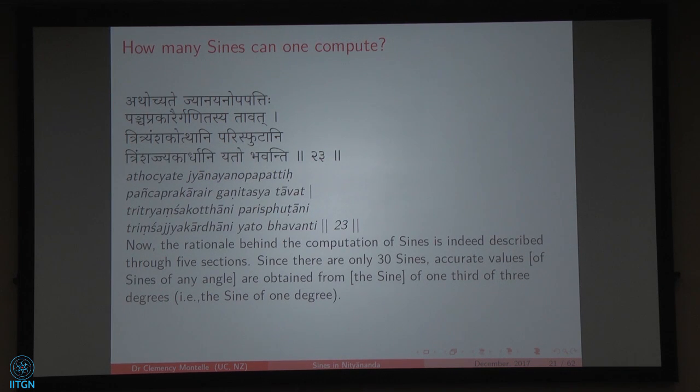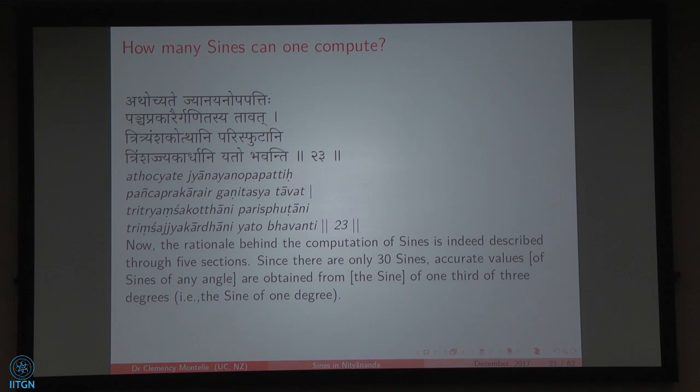So how many sines can one compute? Nityananda then goes on and says, the rationale behind the computation of sines is described in 5 sections. He says, since there are only 30 sines, accurate values are obtained from the sine of 1/3 of 3 degrees. So what he's alluding to here is geometrically, we can find in a quadrant 30 sines only by using these various identities on a circle. Any more, and we have to get a bit more clever about how we get down to the sines below the sine of 3 degrees.